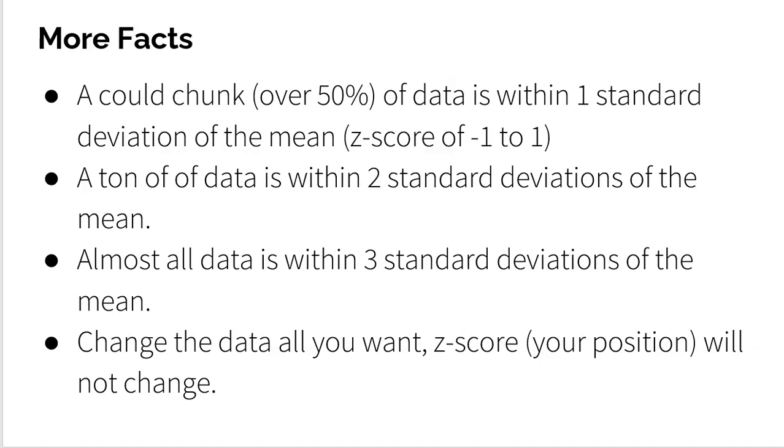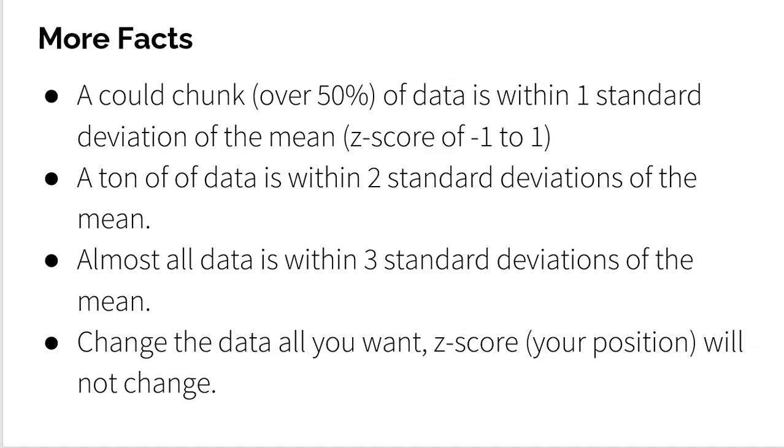So another really important fact about z-scores is if you change the data, you could change the data all you want, the z-score, which measures your position in the data, will not change. So imagine that we take all of our values and we multiply them by 6, subtract 3, add 15, right? We change our data. But if all the data is being changed, then wherever I fit into that data is not going to change because I'm going to move with all the other data.